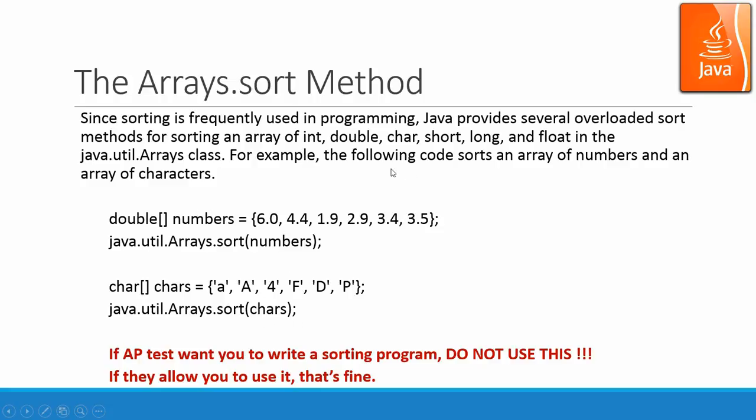For example, the following code sorts an array of numbers and an array of characters. So you prepare the array of doubles or an array of characters. You can use the sort algorithm like this. It will help you sort it in ascending order.